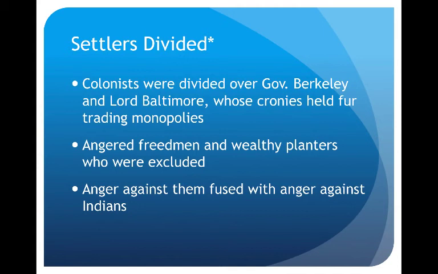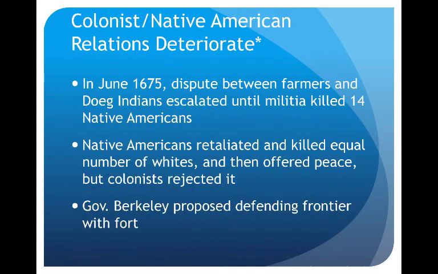Of course, this anger also gets fused with anger against Native Americans with whom they're trading and who have fought conflicts with colonists before. So its analogy would be something like, I don't know if I want to go there. All right, colonist and Native American relations continue to deteriorate.